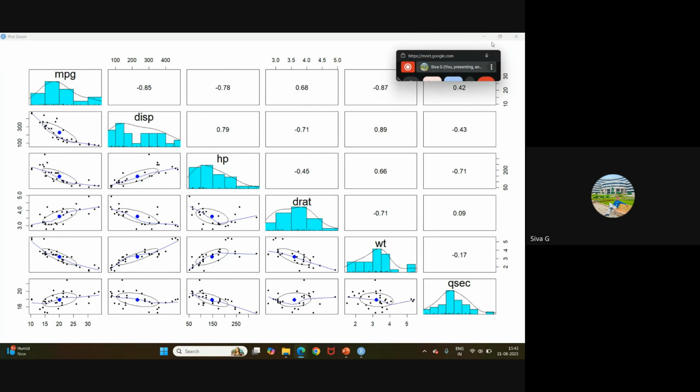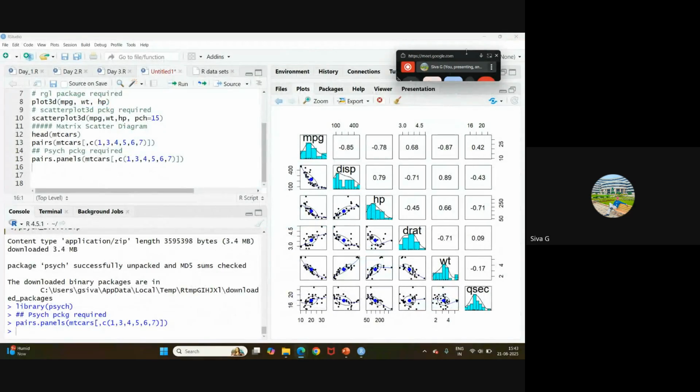Yeah, fine. Going to close this one. So these are the diagrammatic representations of the data. We can go for simple bar diagrams, histograms, box plots, and if you want to go to two dimensions, a plot is fine. If you want to go for three dimensions, you can use 3D diagrams, or if you want to visualize more than 3D, then we can go for pairwise functions.